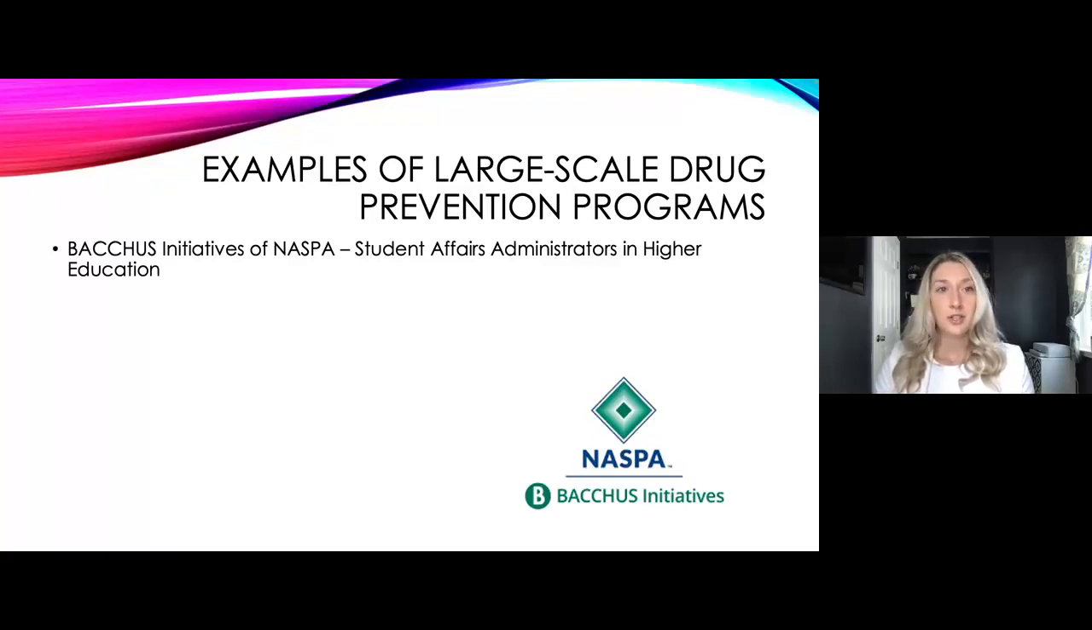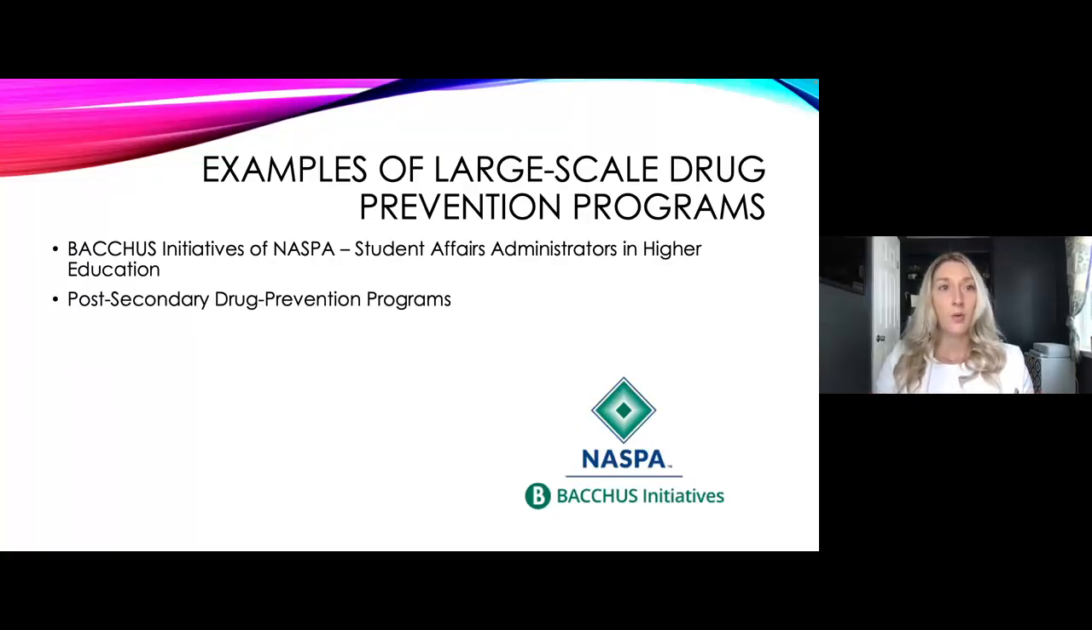Then there are the national initiatives of NASPA, which stands for the National Association of Student Personnel Administrators. Bacchus merged with NASPA, and this is now the leading association for the advancement, health, and sustainability of the student affairs profession. They have a goal to address student health overall and safety issues, while promoting student leadership on healthy and safe lifestyle decisions.